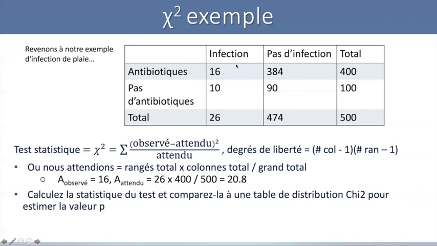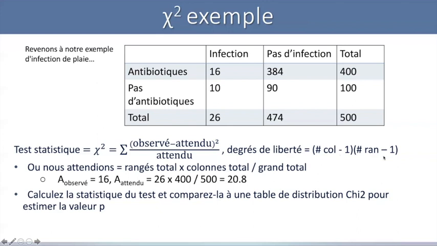So observed 16 minus expected squared over the expected gives us 16 minus 20.8 squared divided by 20.8, or 0.144. We would continue doing this for each value in the table, then calculate the test statistic by adding them together. I would then compare this to a known chi-squared distribution for degrees of freedom of 1, where the degrees of freedom are calculated as the number of columns minus 1 times the number of rows minus 1. So 2 minus 1 times 2 minus 1 equals 1.